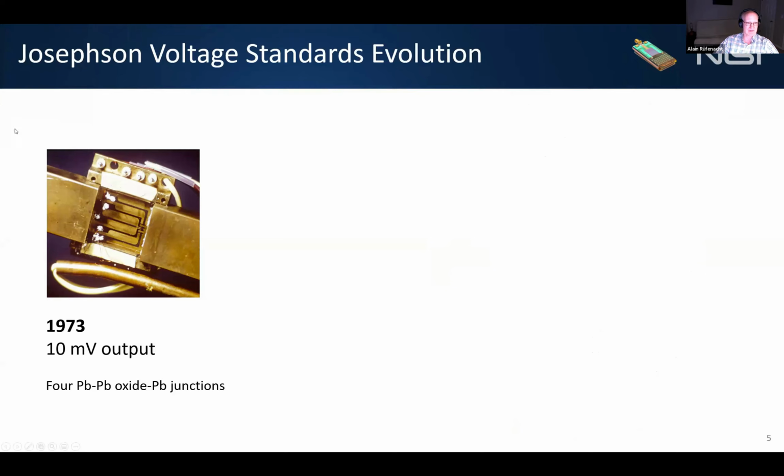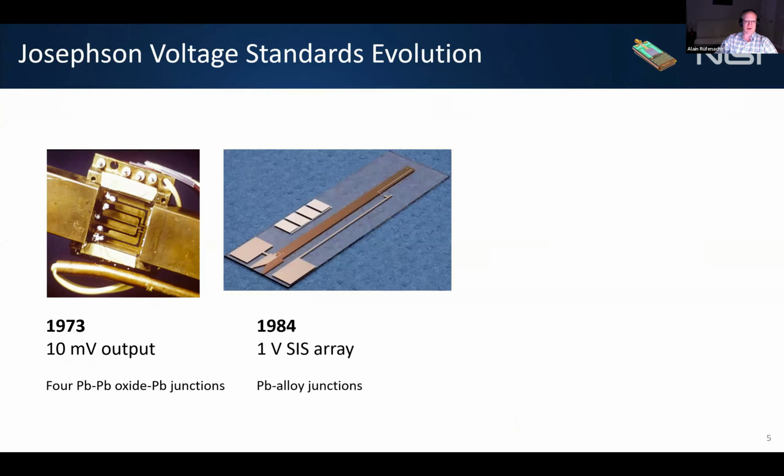Initially, they were done at really low voltage, about 10 millivolt, using single junctions, which you can see there, made of lead oxide. With this 10 millivolt, using potentiometric methods, they could scale up to a larger voltage. In 1984, they started making more and more junctions and refined the microwave distribution. And this is the first 1 volt SIS array in 1984, also made with lead alloy junctions.